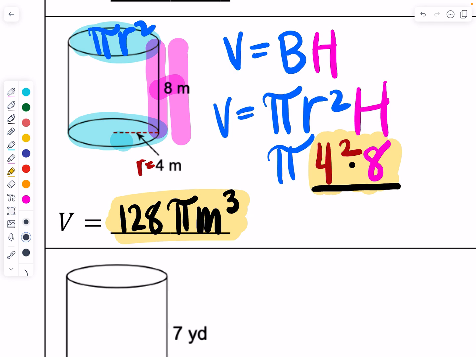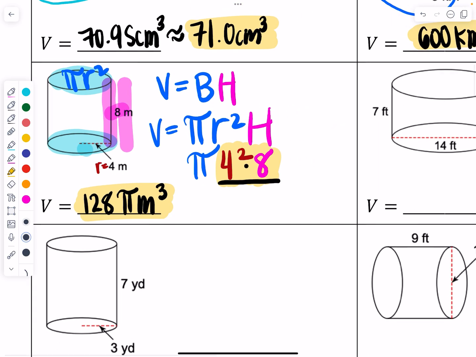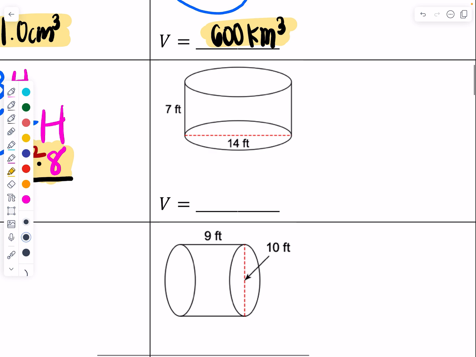Okay, so that's in terms of pi. If you wanted to know what that is rounded, you could just actually multiply it out. 128 times pi is going to give me about 402 meters cubed of space inside of this can or this cylinder, but it wants it in terms of pi. Sorry, y'all. Okay, so now I'm going to color code this next part.